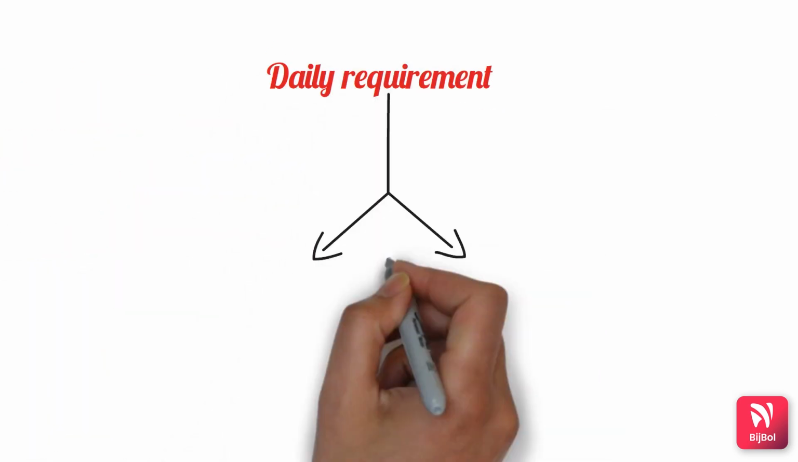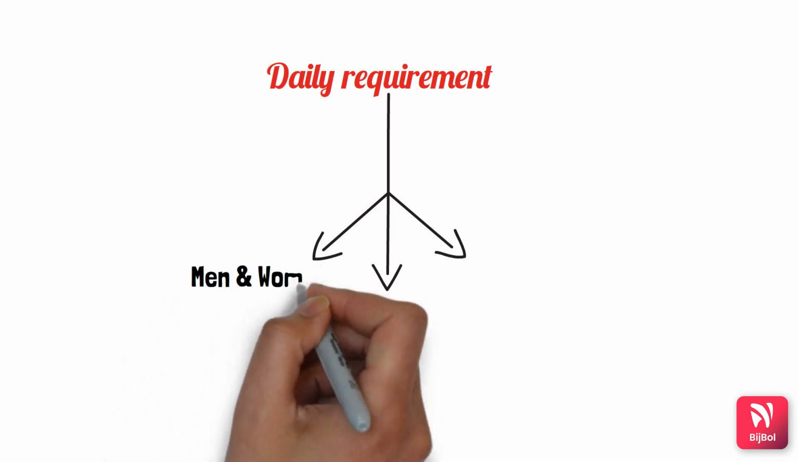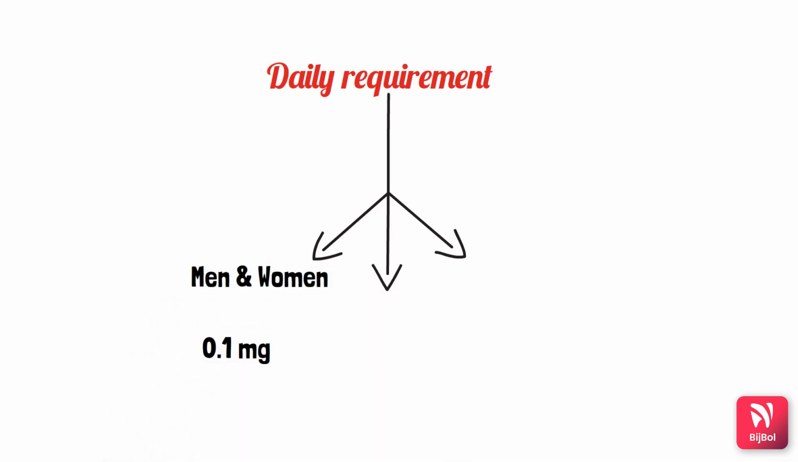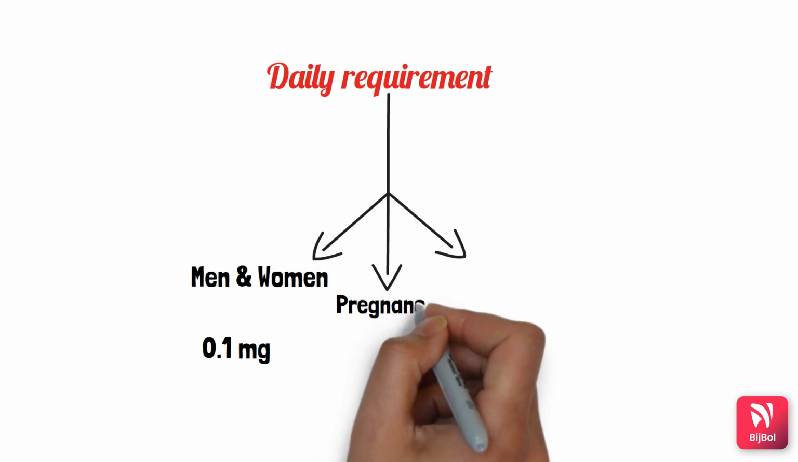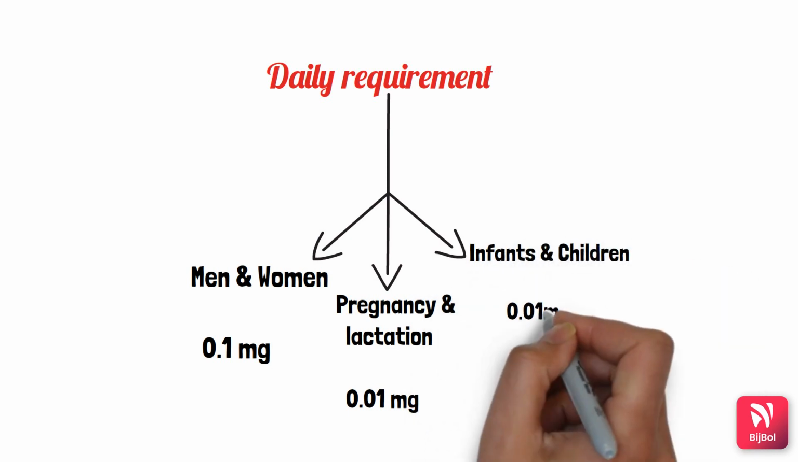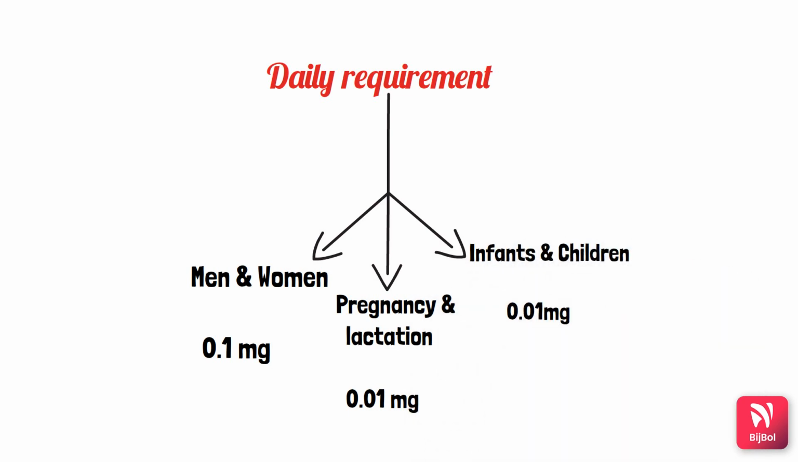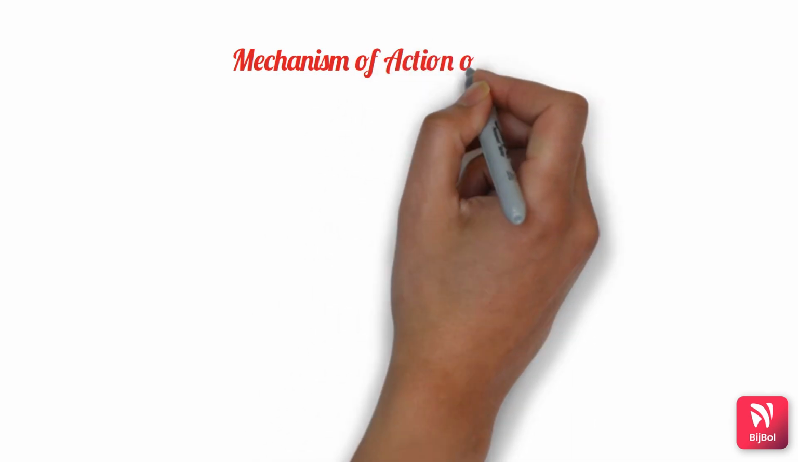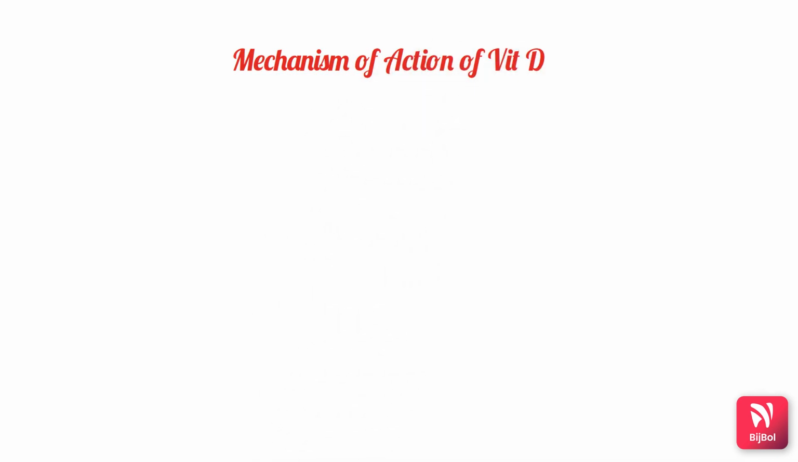Coming to the daily requirement of vitamin D, it varies in different age groups. In men and women, it is 0.1 micrograms. Whereas in pregnancy and lactation, the daily requirement is 0.01 micrograms. And in case of infancy and children, the daily requirement is 0.01 micrograms. Now let us discuss in detail about the mechanism of action of vitamin D.